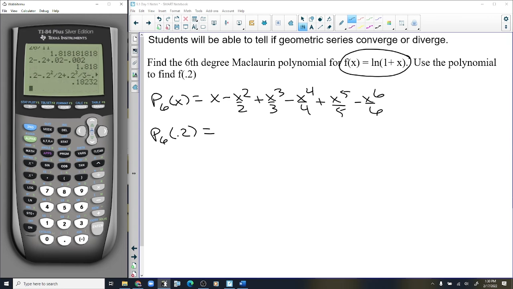All right. Well, let's see how close we were. Natural log of 1.2. Yeah, I feel pretty good about it. 0.18232. All right, there we go.